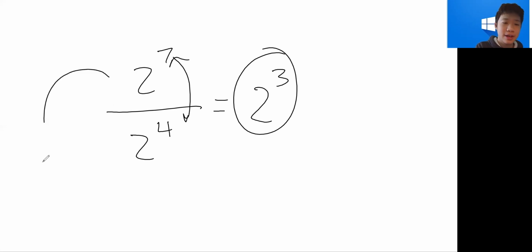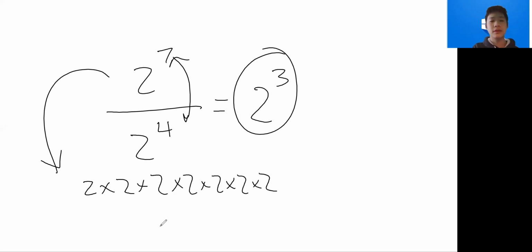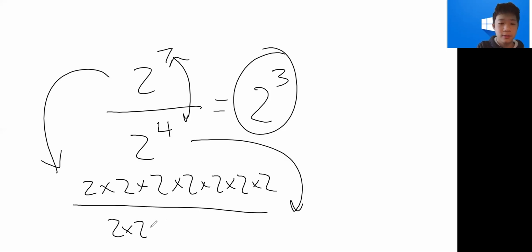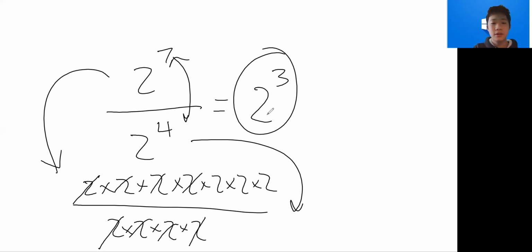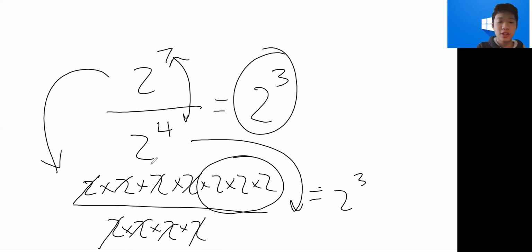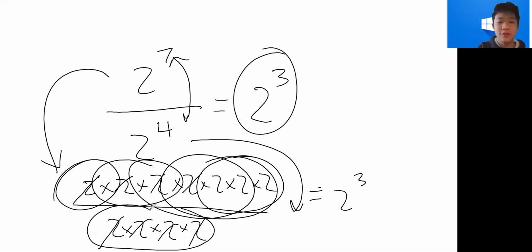Well, let me write out this again. 2 to the 7th is just 7 2's. And then 2 to the 4th, 4 2's. And since we're dividing here, we can just cancel out these 2's, because 2 divided by 2 makes a 1, and a 1 doesn't change anything. So let's just take out these 2's. Oh, look, 3 2's left, 2 to the 3rd. So we took a total of 7 2's right here, and we subtracted the 4 2's on the bottom.